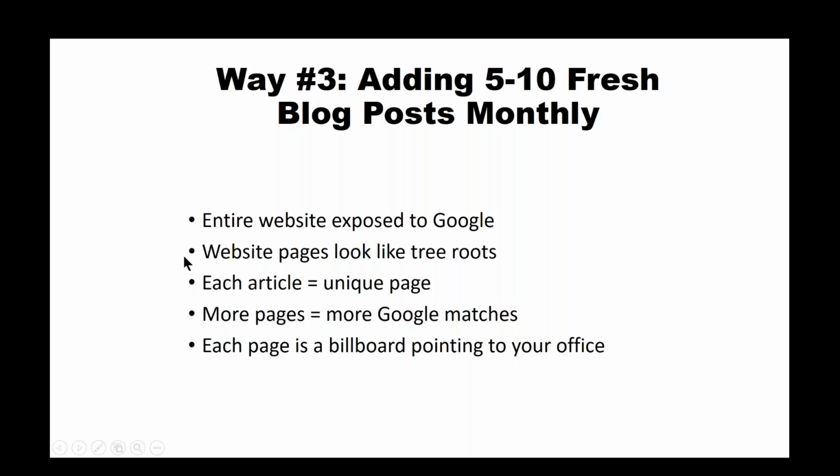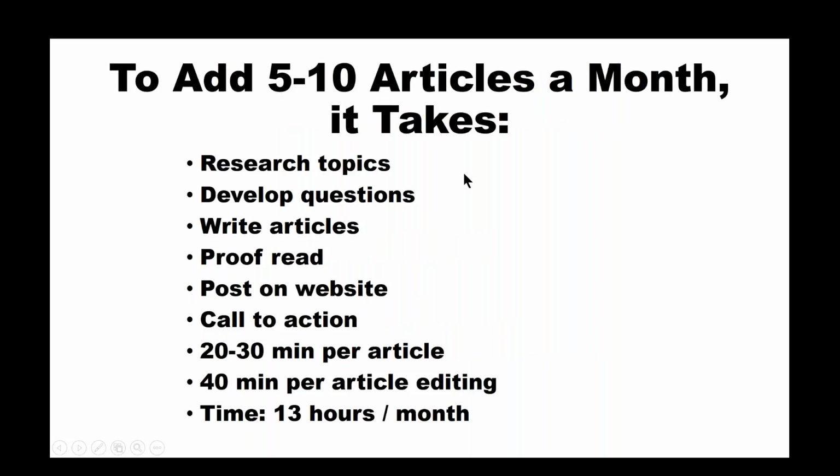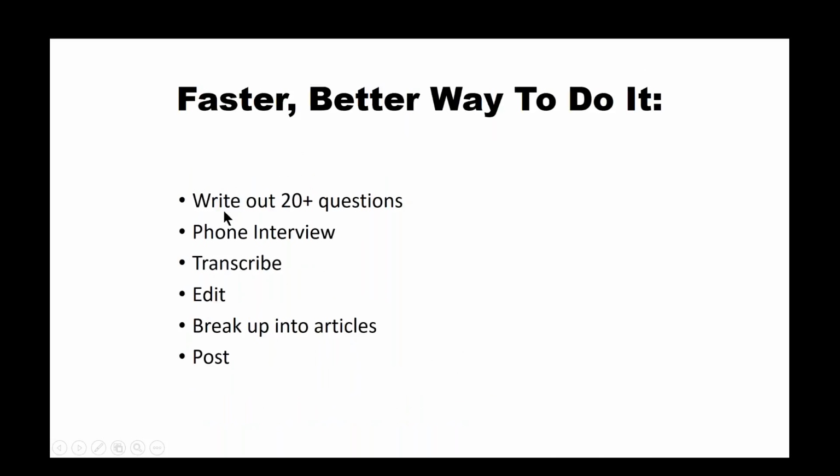So you got to add 5 to 10 articles a month. Here's what it takes to do that. You got to research topics, get questions, write the articles, proofread them, post them on the website. They should have calls to action on the articles. Probably 20-30 minutes to create each article and to edit them. So I found it takes about 13 hours a month to do this. Okay, and I'll get to the reason why I'm putting the times in on all this. Okay, just so you know.